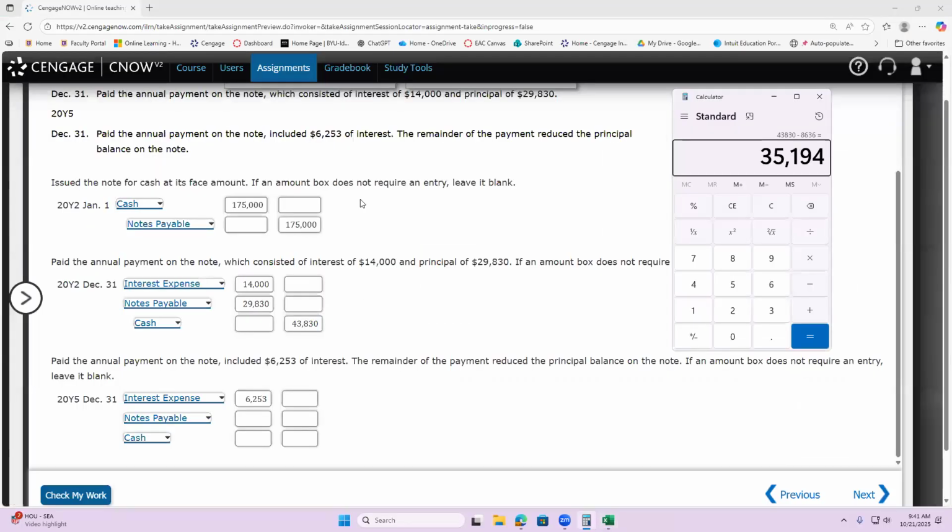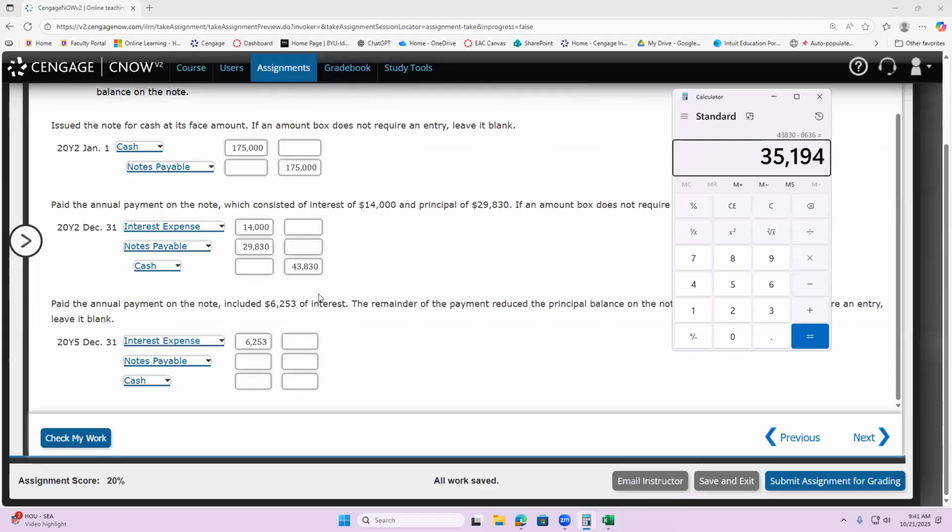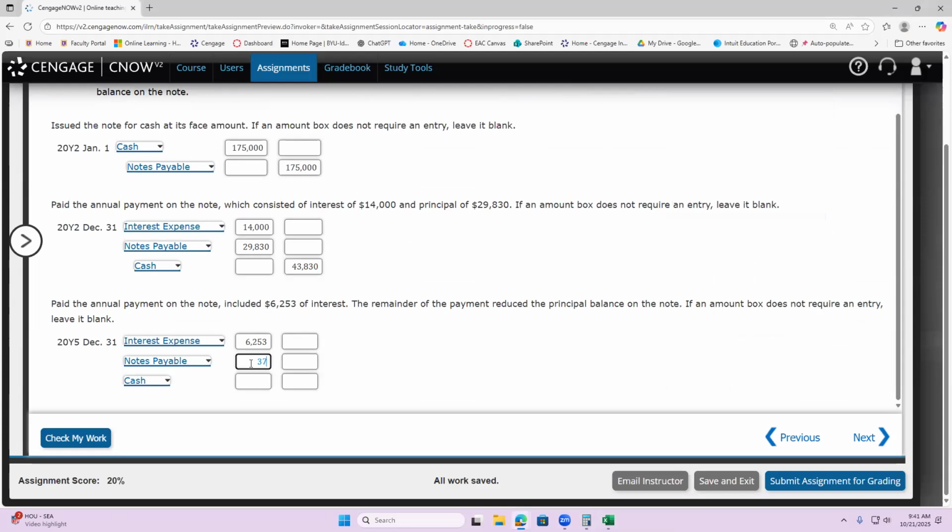Okay. So this final payment then, we have an interest expense of 62.53. Notes payable goes down by 37,577. That's that last amount. And our cash.